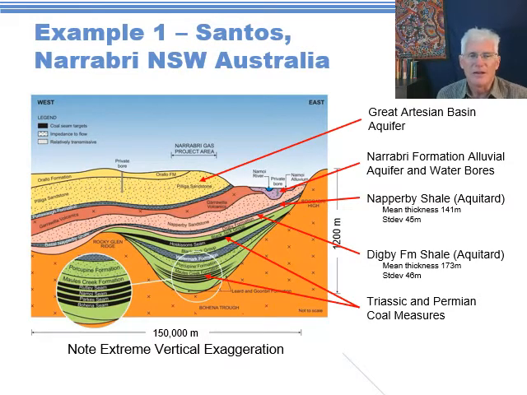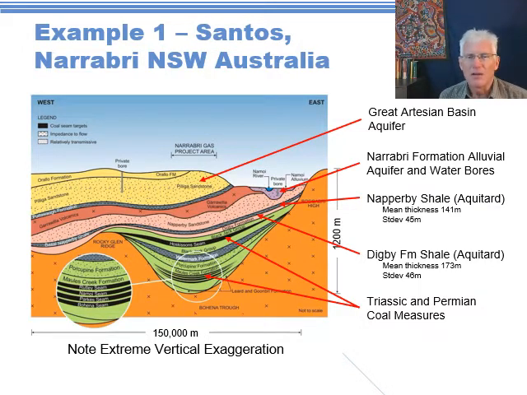This is the cross section that's been produced as part of the environmental impact statement by Santos. Note the extreme vertical exaggeration. So we've got 150 kilometers right to left, and only 1,200 meters or 1.2 kilometers from the ground surface down to the bottom is shown there. So extreme vertical exaggeration. The main features are we've got the Great Artesian Basin Aquifer. So that's a big aquifer in that part of the world.